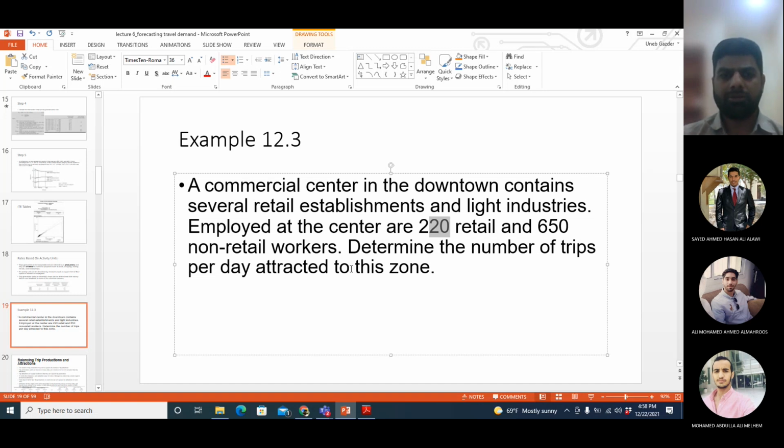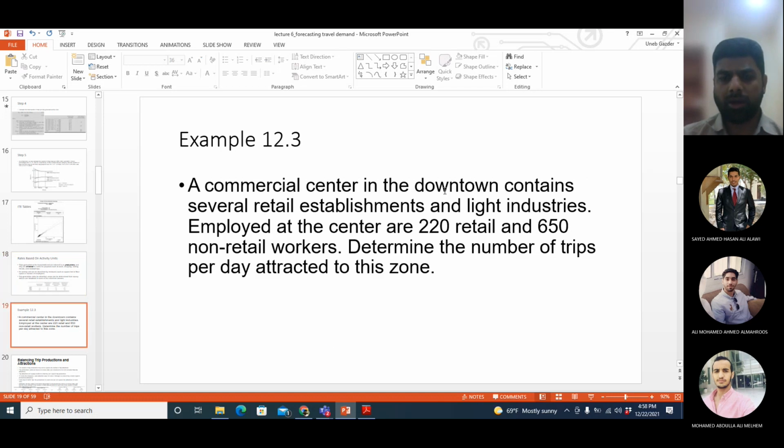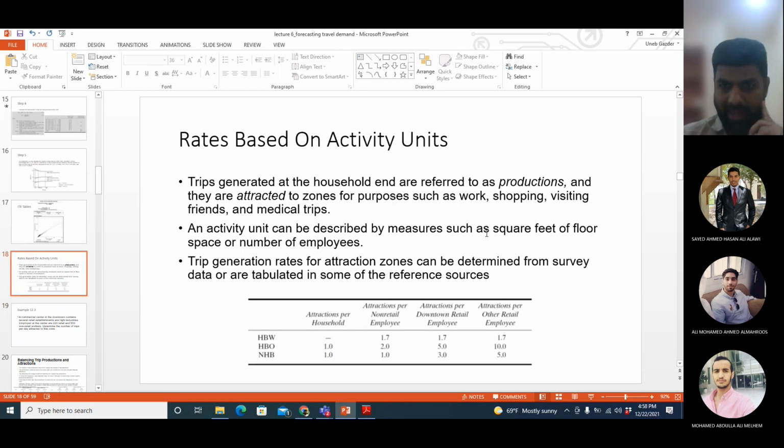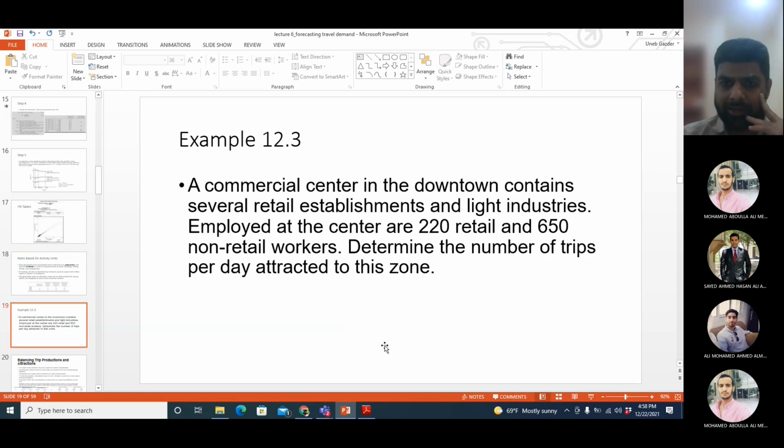So let us go here. This is in downtown. For retail employees, I have 2 rates, one for downtown and one for other areas. So I will use the one which is given for downtown, and for non-retail I will use these trips. So what did they ask me? Determine the total number of trips.